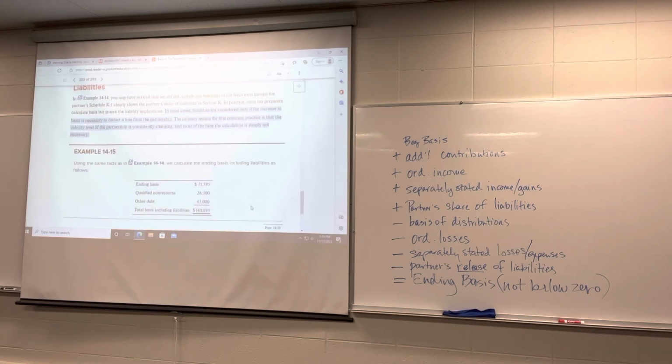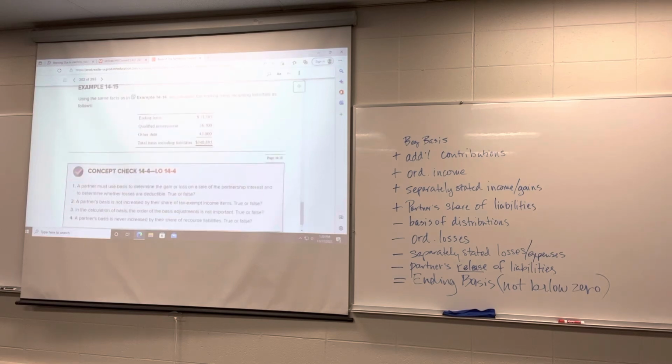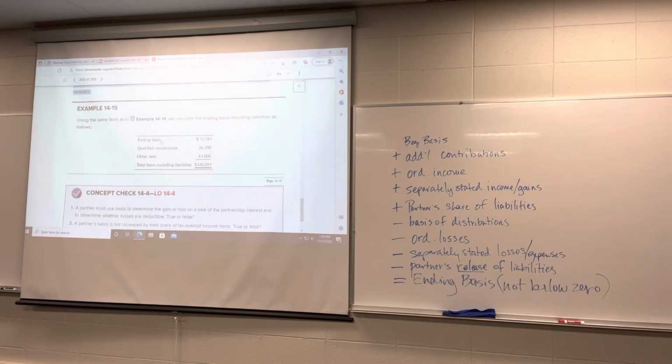So liabilities, you can see we've got up here partner share of liabilities increases basis, and release of liabilities will decrease basis. So that's usually the last thing that we consider when we're calculating basis, and oftentimes it's not really included in the calculation unless you have to include it in order to increase the basis because we've gone below zero. Okay. So an example with if their ending basis, so this is the same person here, Lily.